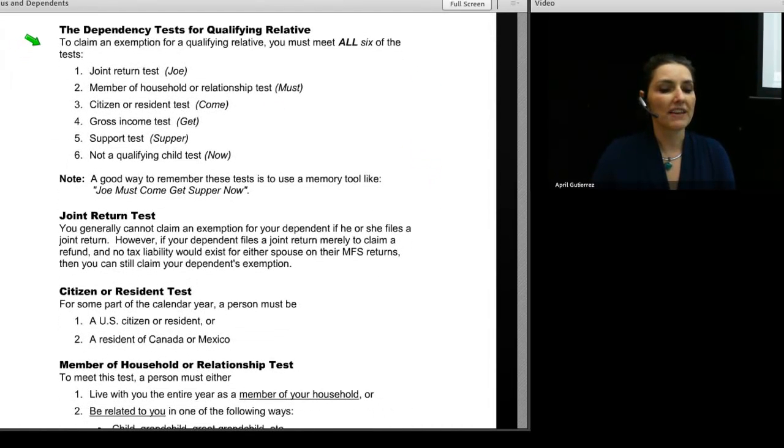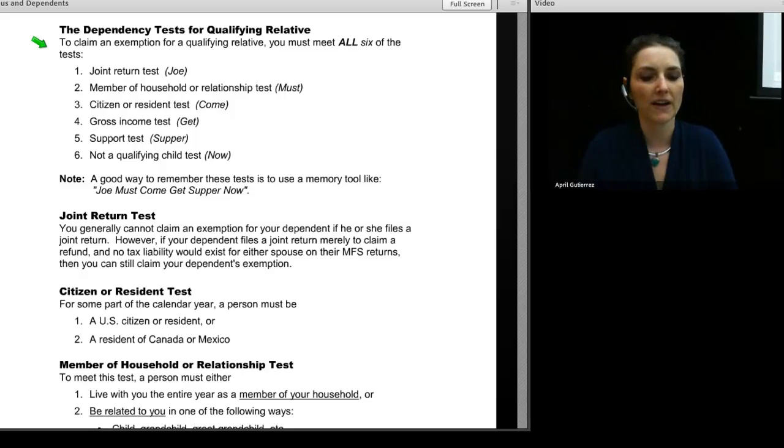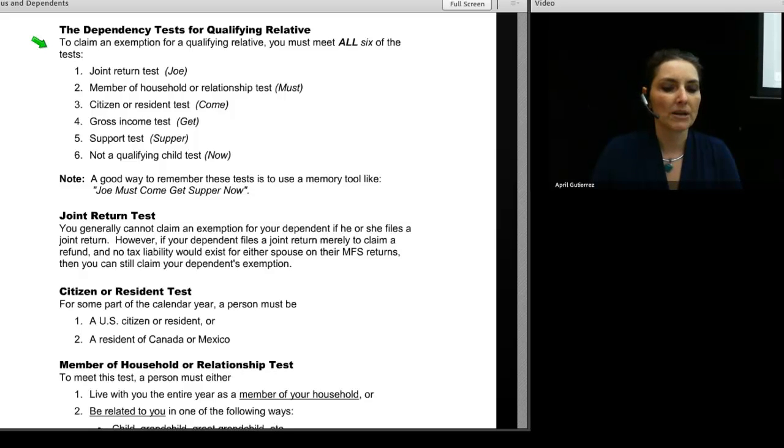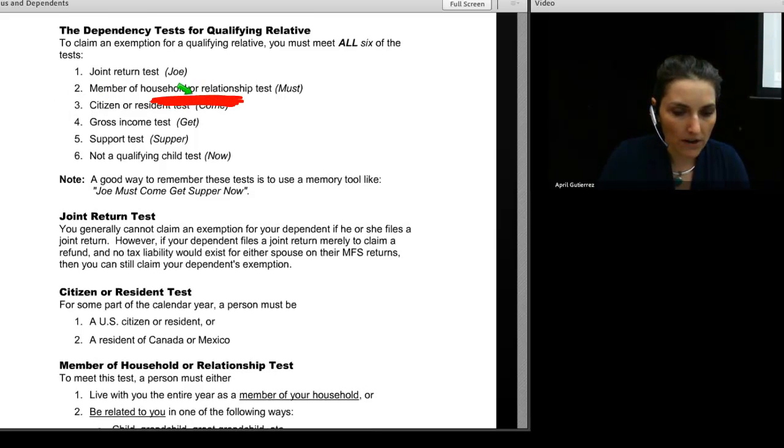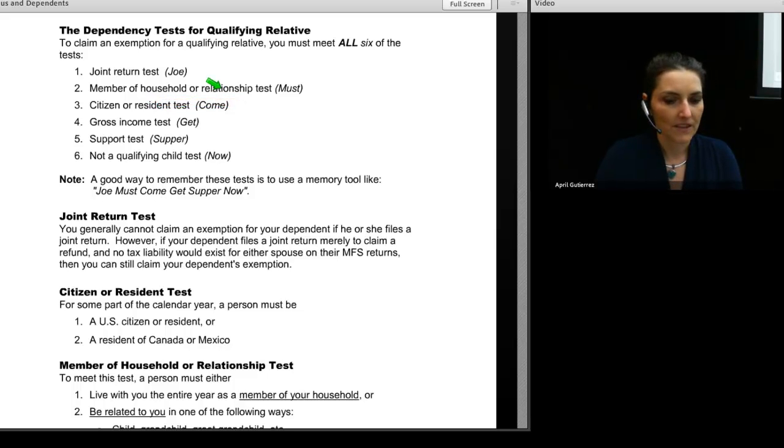Now let's move on to that dependent named George who lived with his girlfriend all year. Can she claim him as a dependent? And we're going to see why she can, because now we're on to the dependency test for qualifying relative. To claim an exemption for a qualifying relative, you must meet all 6 of the following tests. Number 1, joint return test. 2, member of household or, see this or, relationship test. So they have to live with you or they have to be related to you.